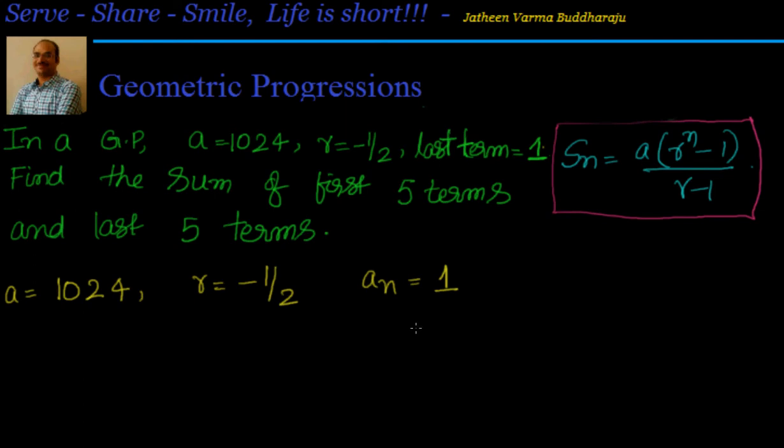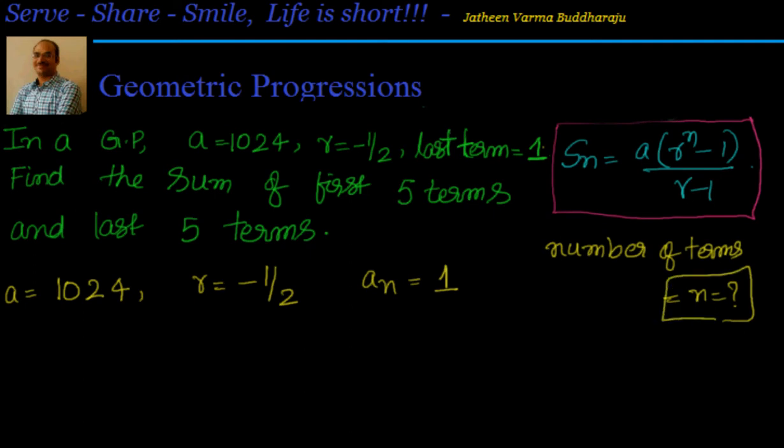So what I have to do now is find out the sum of first 5 terms, that is S5. And now how to find out the sum of last 5 terms? If I want to find the sum of last 5 terms, I should know how many terms are there in this geometric progression. So first I have to find out the number of terms of the geometric progression. I have to find out what is the value of n.